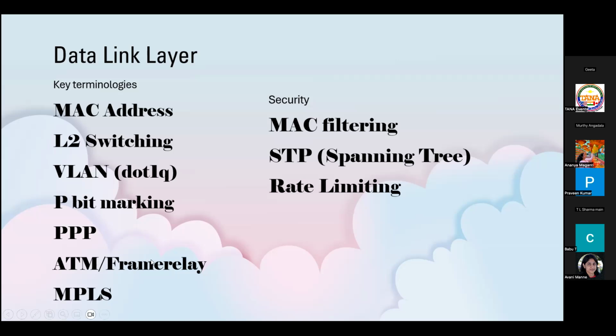So in the data link layer, layer 2 switching happens. What is layer 2 switching?